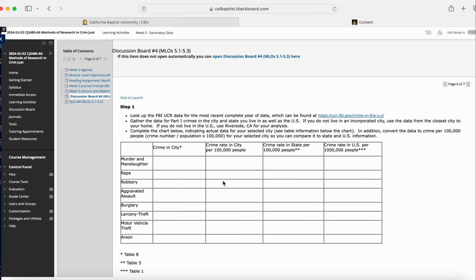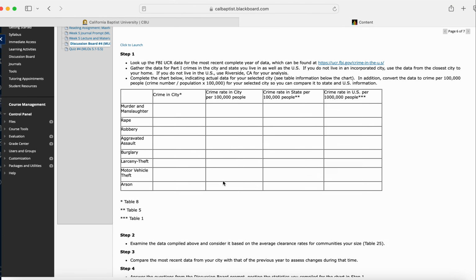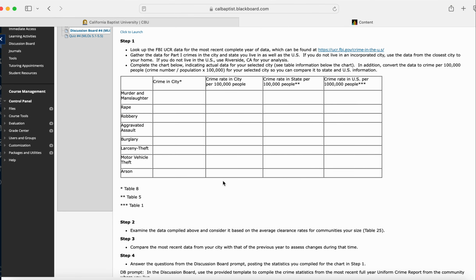For our discussion board this week, look up the FBI UCR data for the most recent complete year of data, which can be found at the given address. Gather the data for Part 1 crimes in the city and state you live in, as well as the U.S. If you do not live in an incorporated city, use the data from the closest city to your home. If you do not live in the USA, use Riverside, California for your analysis. Complete the chart below indicating actual data for the selected cities.